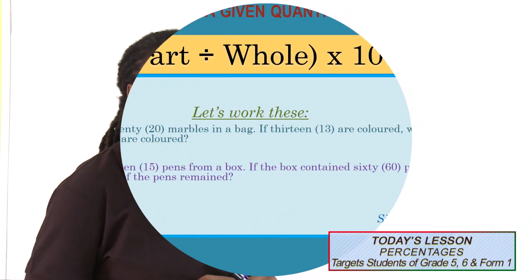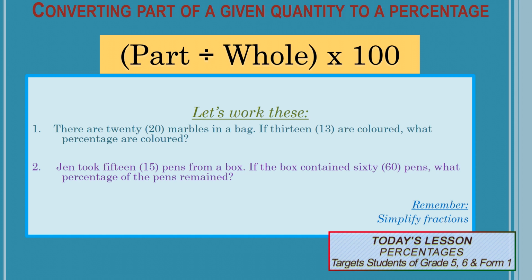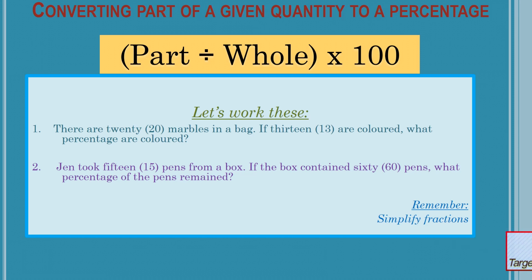Let's see if we can identify the parts of the equation in our first question. The question reads, there are 20 marbles in a bag. If 13 are colored, what percentage are colored? How many marbles do we have in the bag? Correct, we have 20, so the total would be 20. So we know that our 20 will represent the whole.